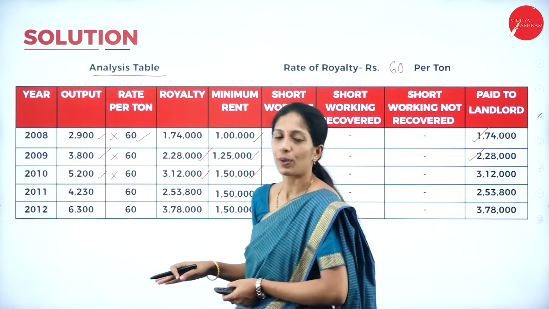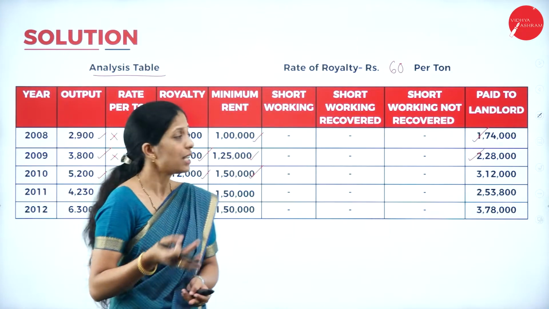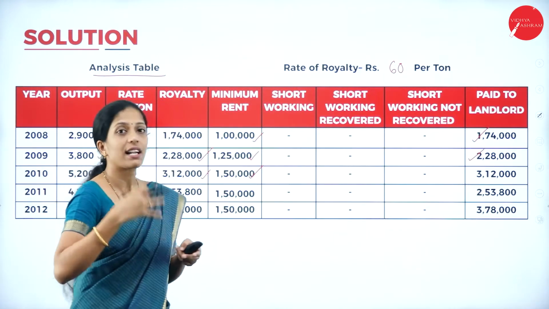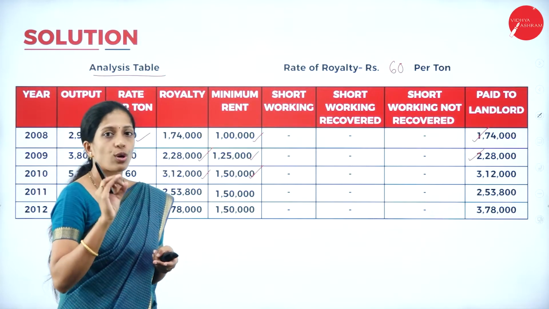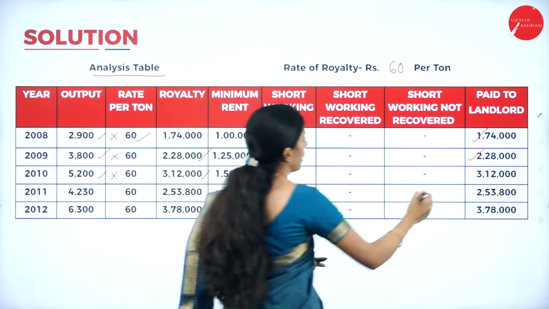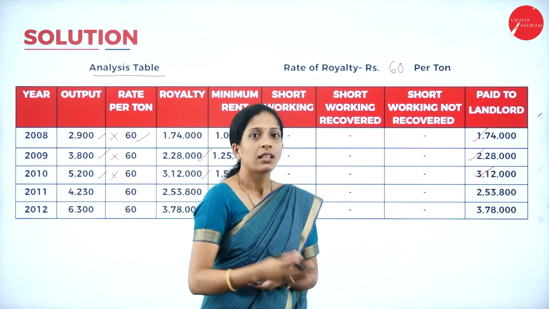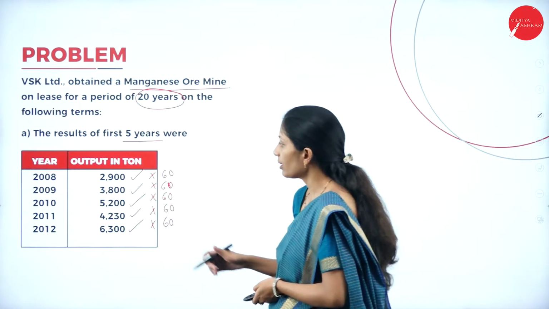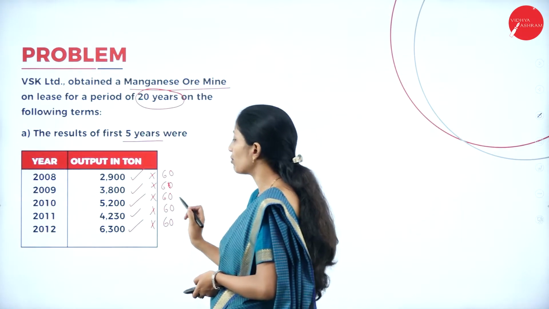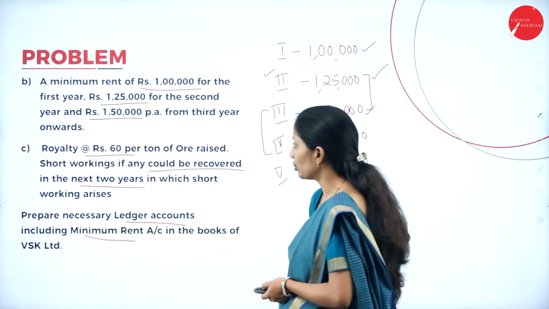So there is no short workings, no short workings recovered. In this situation also, royalty is greater than minimum rent. So royalty is payable to landlord, that is 3,12,000. Now coming to the fourth year, 2011, 4,230 units into 60 per unit.